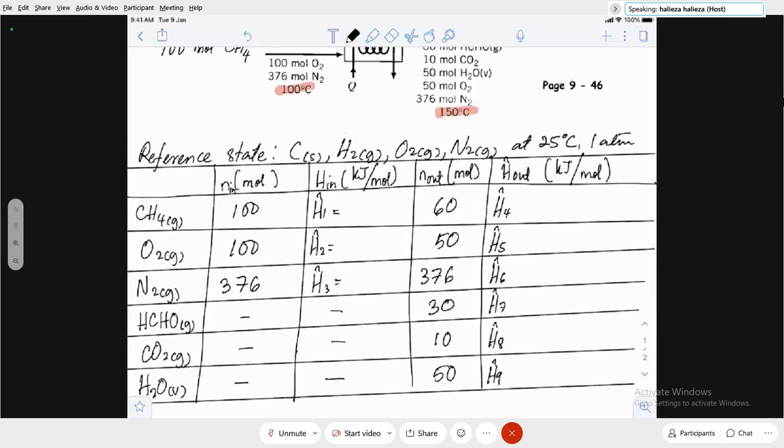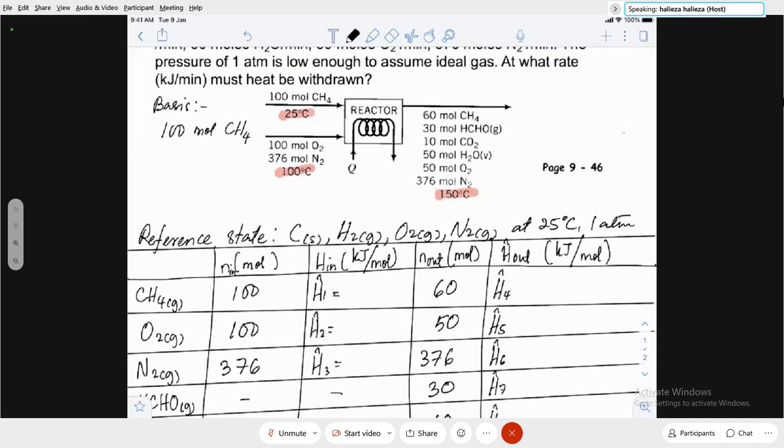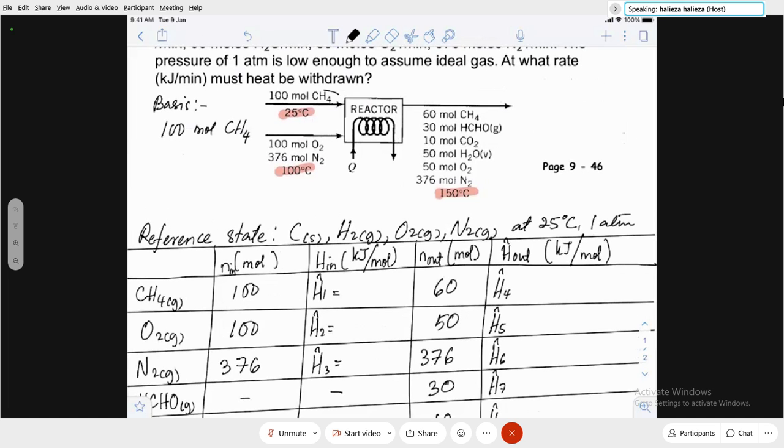Okay, so your methane is coming in at 25 degrees C. Even though your methane is coming in at 25 degrees C and 1 atm, assuming everything is at 1 atm, you still cannot have your enthalpy H1 equal to 0, because your reference state does not list methane as one of the components. So H1 cannot be 0.